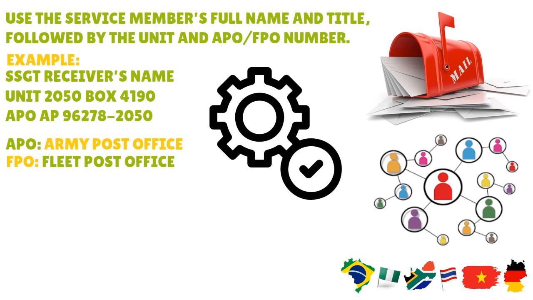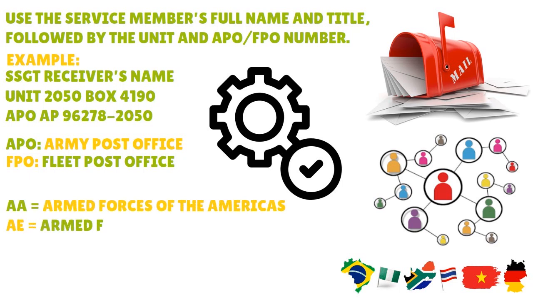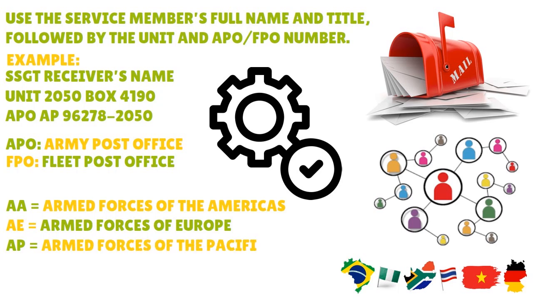Okay. So as shown a little earlier, the APO or FPO designation is actually followed by one of AA, Armed Forces of the Americas, AE, Armed Forces of Europe, or AP, Armed Forces of the Pacific, followed by an extended zip code. So when sending military mail, you always want to provide a return address on the front of the package.